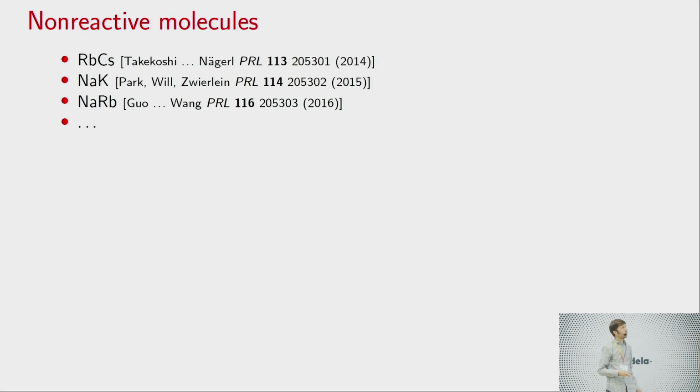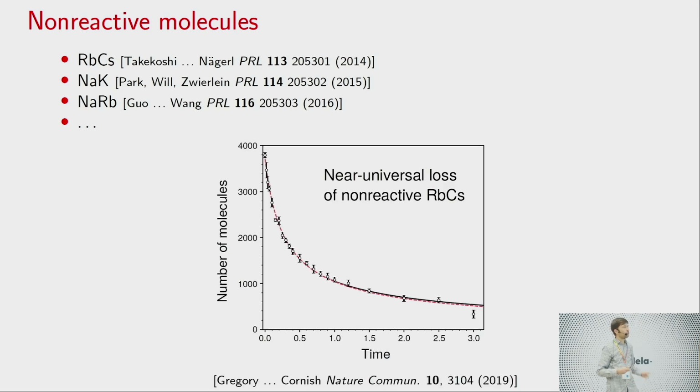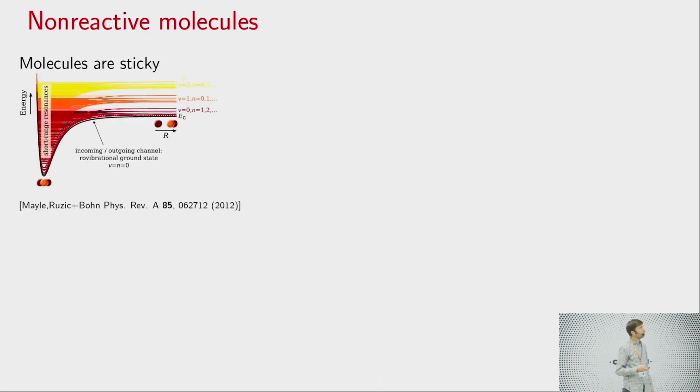It motivated subsequent experiments where the molecules are non-reactive, so you know that any binary collision cannot produce some different product, and that should eliminate these collisional losses if they were due to chemical reactions. But surprisingly, you see much the same loss. These non-reactive molecules have fast two-body loss near the universal rate, and this is not fully explained, as Jeremy mentioned.